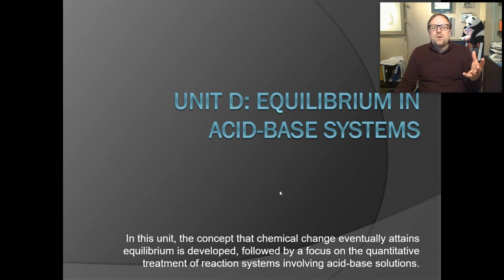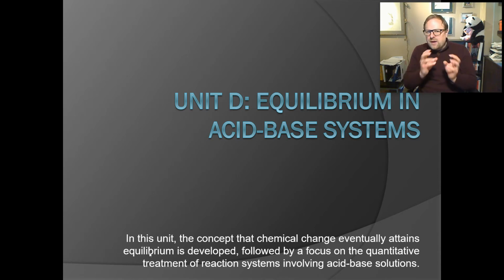So we're moving into equilibrium in acid and base systems. This is Unit D. We're going to cover, in this unit, the concept that chemical change eventually attains equilibrium, followed by a focus on quantitative treatment of reaction systems involving acid-base solutions. So that's going to be the second half of the unit. In the first half, really, what we're going to do is lay down a lot of the theoretical background of the unit in the first couple of concepts.